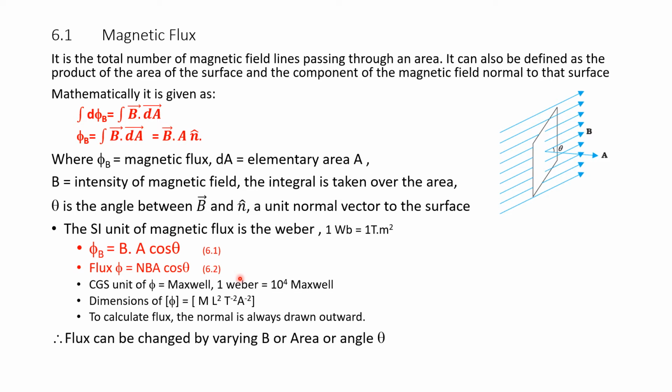Flux can be changed by varying the field density. Please see this equation: phi B is equal to B dot A cos theta. Here we can change phi by varying either B or area A or angle theta. So one of the three parameters, or all three variables put together, we can change flux. So flux can be changed by varying factor B or factor A or factor theta.